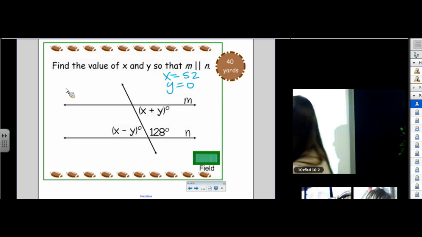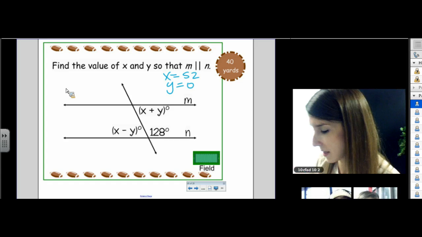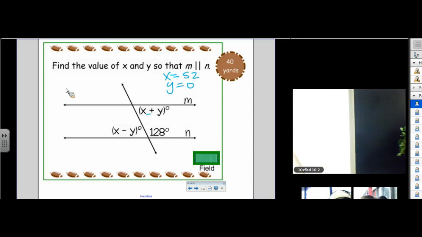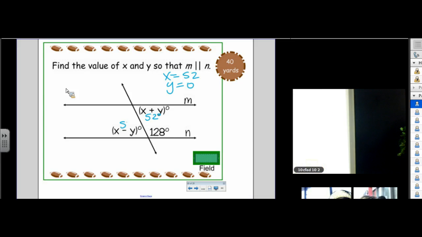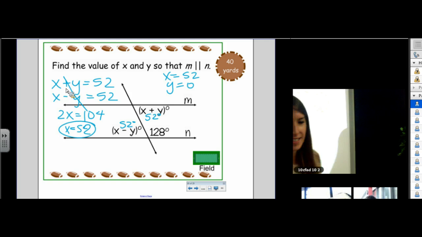One way that you could solve this is you could set them both equal to the measure of their angle. So first you would need to find the supplement of 128. 180 minus 128. So we know that this angle is 52 degrees and this angle is 52. And we could kind of do it like the other problems we've been doing. X plus Y is 52 and X minus Y is 52. It's kind of silly. 2X is 104, but then you divide it back in 2 again and you get X is 52 and Y is nothing. Kind of silly, huh?